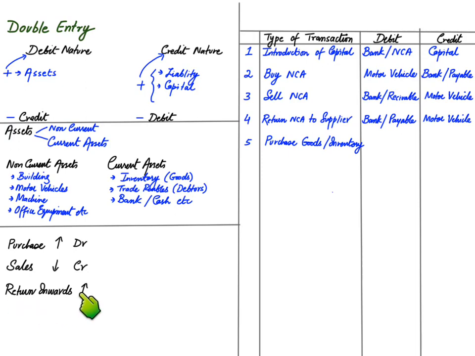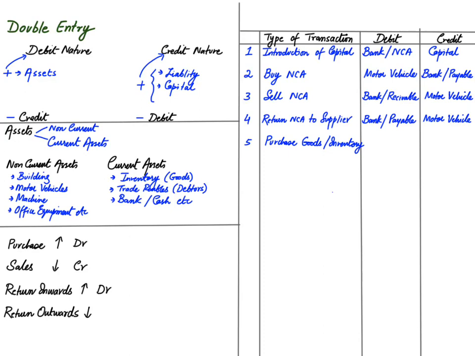Return inwards account will be used, and return inwards will be debited. Why is return inward debited? Because we are getting goods back and the assets are coming into the business. Therefore, the return inward account will be debited. Return inward account is also known as the sales return account. And whenever we return goods to a supplier, this is known as return outward.